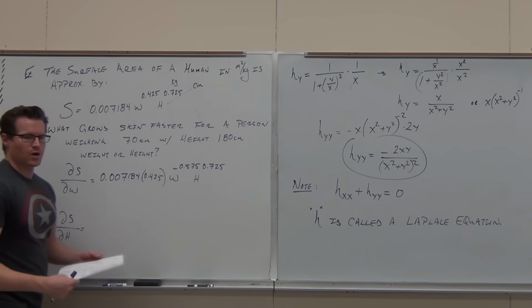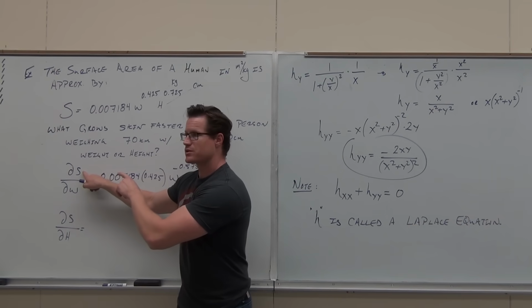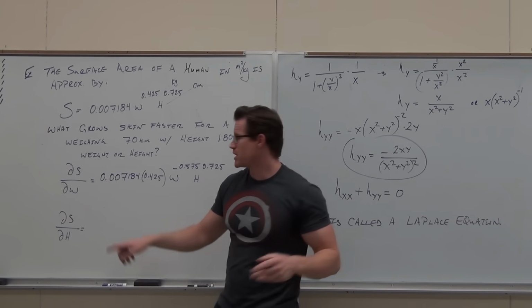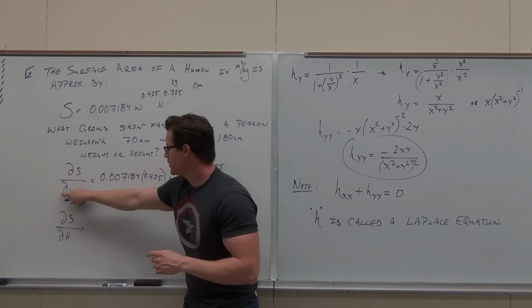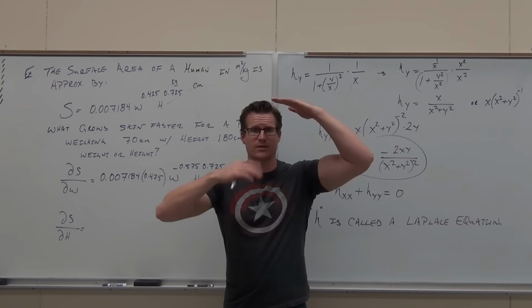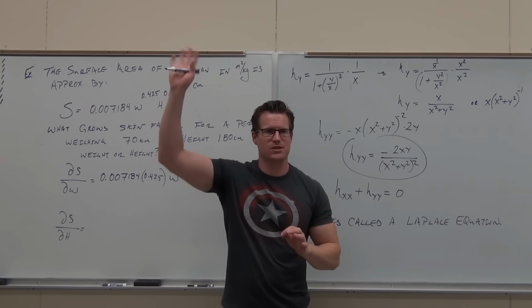That right there represents how surface area is changing. You know this, derivative is a rate of change. Slope is a rate of change. How surface area changes, but only with respect to weight. So someone whose height stays constant and we let their weight change, what's happening to the surface area? That's what that's talking about. Should we understand that concept?